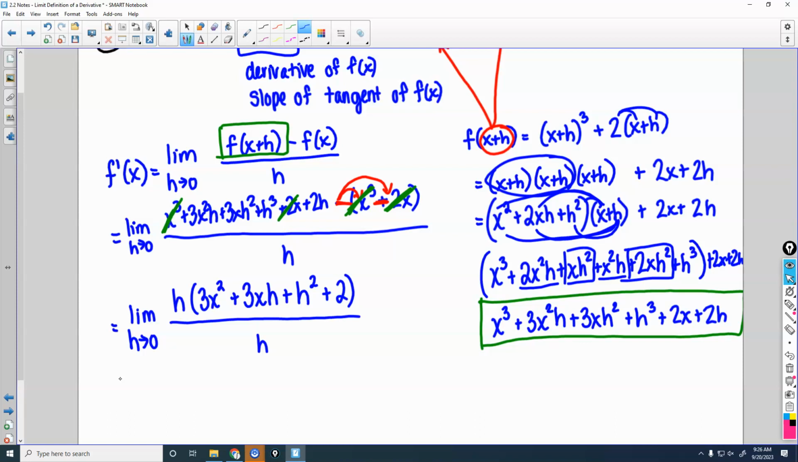Okay, h's are going to cancel here. And so at this point, once the h's cancel, I'm going to plug in 0 for what letter? H. So I'm going to do 3x squared plus 3x times 0 plus 0 squared plus 2. What happens to any of those terms that have the 0 with them? They just equal 0. Oh, here finally is our answer, 3x squared plus 2.